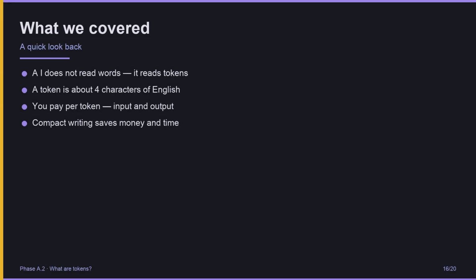Quick recap. AI does not read words. It reads tokens. A token is roughly 4 characters of English, or 3/4 of a word. You pay per token, both for what you send and for what the model writes back. And compact writing saves money and time. The model does not need your politeness.